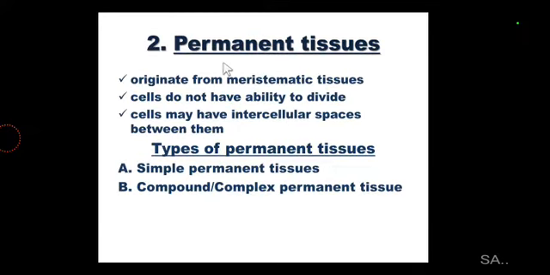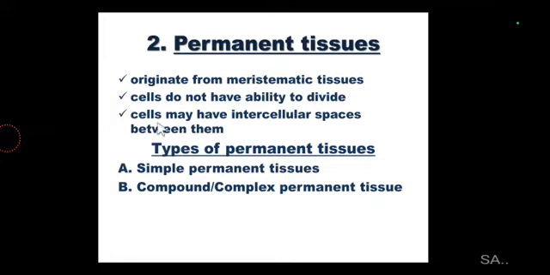Well, the permanent tissues originate from the meristematic tissues. Once the meristematic tissues are mature, they are deposited with substances. Their cell walls get hardened, so they make the permanent tissues. The cells that make up the permanent tissues do not have the ability to divide. Since they are mature enough, they are grown, their cell walls get thickened and their cells are dead, so they do not have the ability to divide.